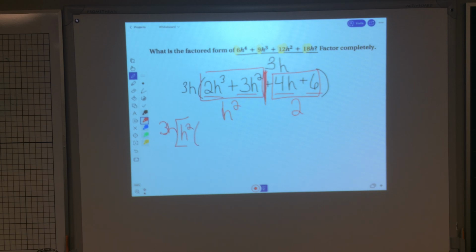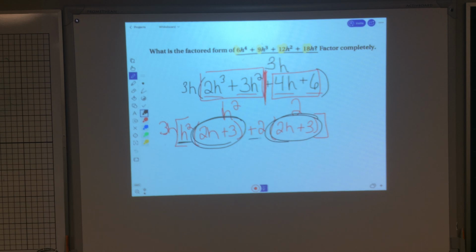When I do that, I'm left with 2h. Second part, the 3h squared divided by h squared is just 3. Factoring out that positive 2 from the second set of terms, 4h divided by 2 gives me 2h, and 6 divided by 2 gives me 3. Right? So if I check those parentheses again, they're the same.